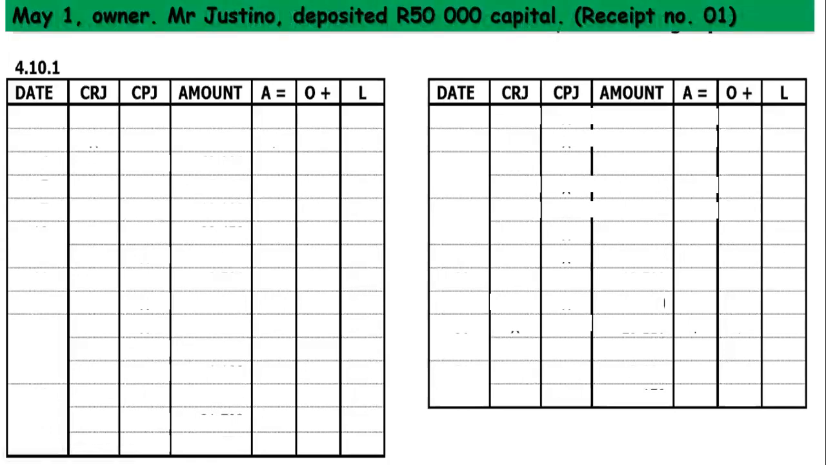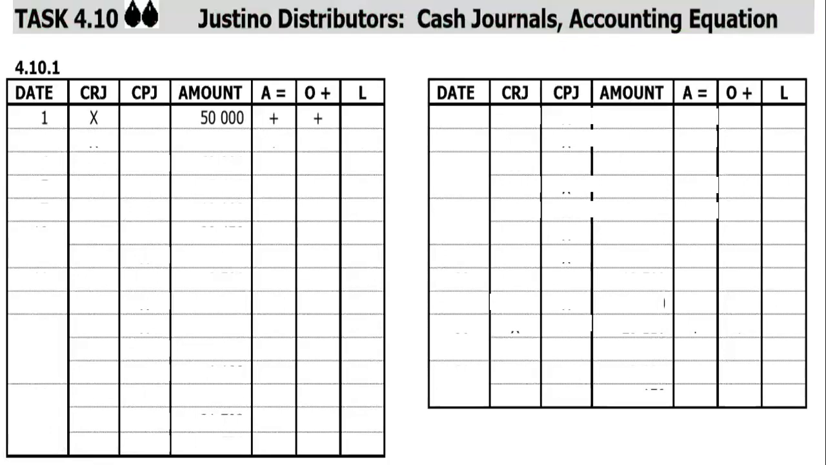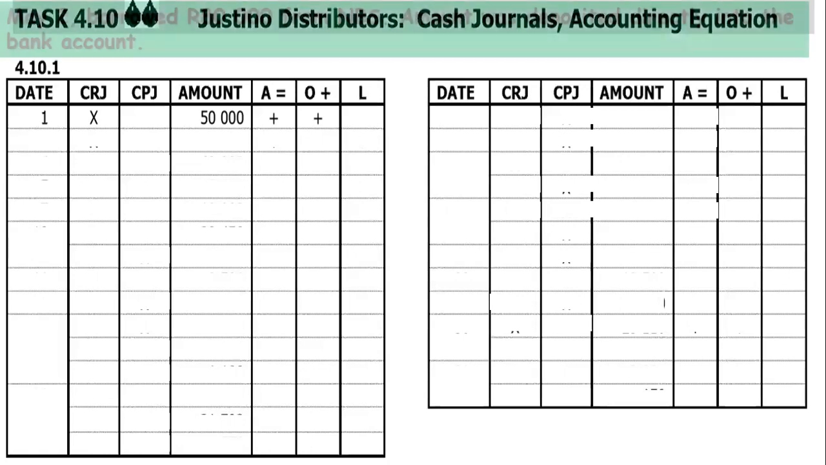So the first transaction: on May 1, owner Mr. Justino deposited 50,000 rand capital, and he got a receipt 1. So you see that here we put the date, and since it's received, it's going to be under the CRJ. The amount received will be 50,000. And what effect does it have? It increases owner's equity and it increases the asset, which is the money in the bank.